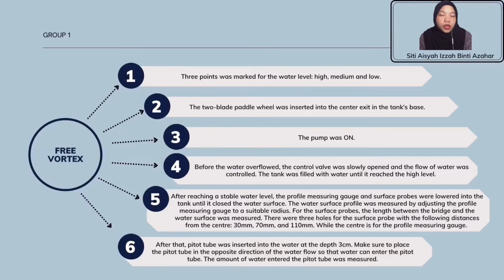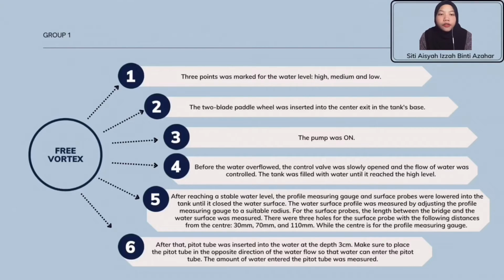For forced vortex, it had 9 procedures. Number 1, 3 points were marked for the water level: high, medium, and low. Number 2, the 2-blade paddle wheel was inserted into the center exit in the tank base. Number 3, the pump was turned on. Number 4, before the water overflowed, the control valve was slowly opened and the flow of water was controlled. The tank was filled with water until it reached the high level.